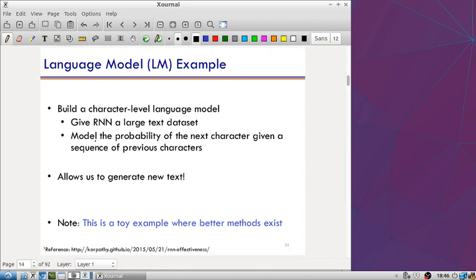Okay. So in the last class, we described what is called a character level language model. A language model just has to predict the probability of the next word given whatever you have seen so far. So we can do the same thing.